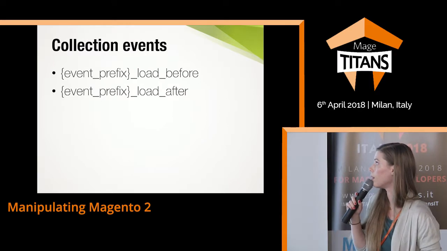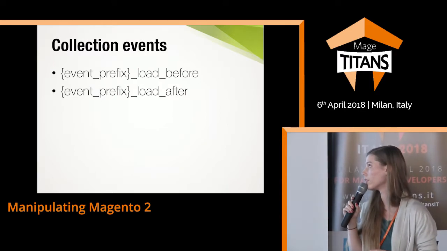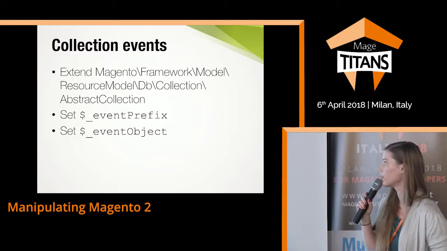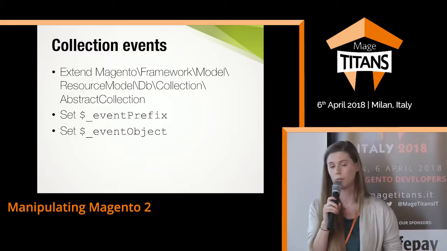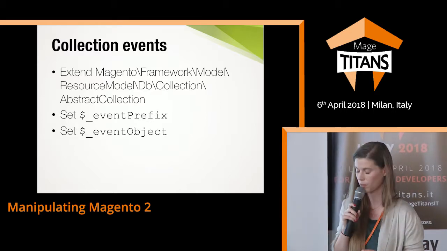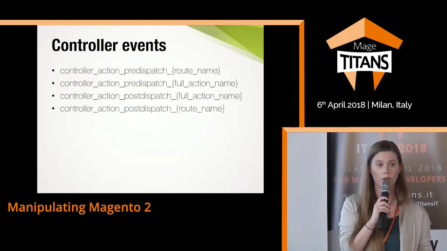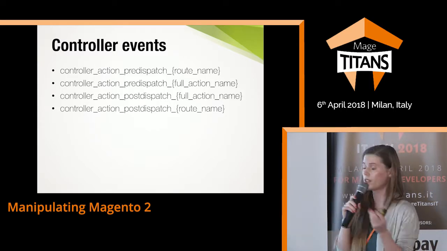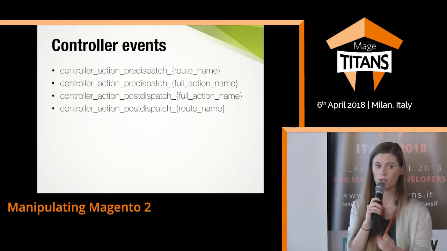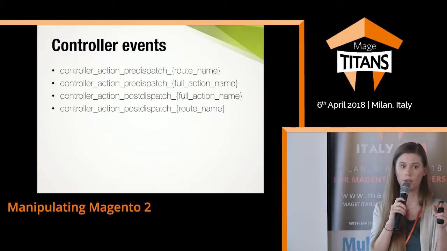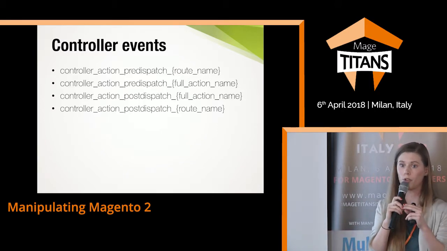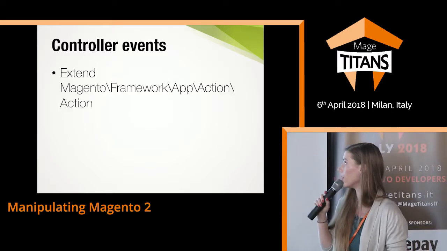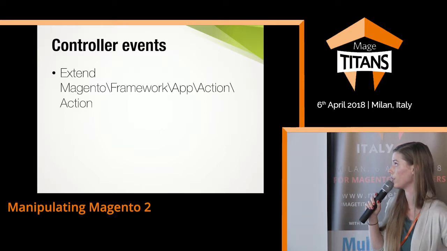This also applies to collections. Collections have a load after and a load before, if they extend from the abstract collection, and again, if they have a prefix and an object defined. This also goes for controllers, also very handy. They have a controller action pre-dispatch and post-dispatch with the route, so you can actually listen for a specific route when it's dispatched, before you can do something or after you can do something. The only thing the controller has to extend from is the action.